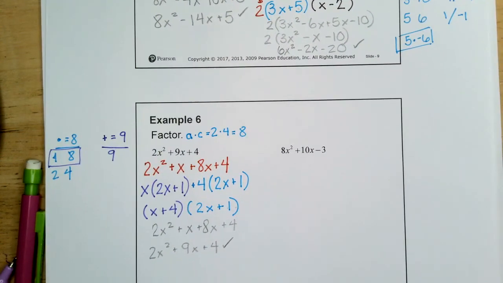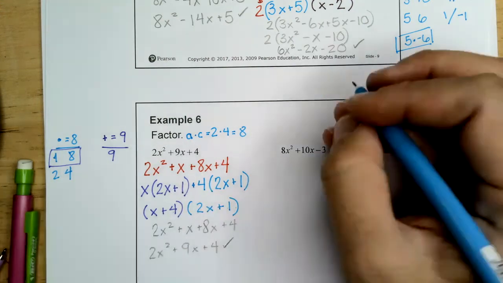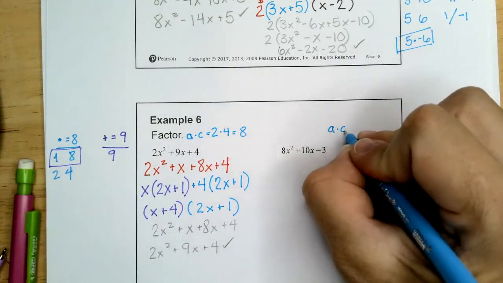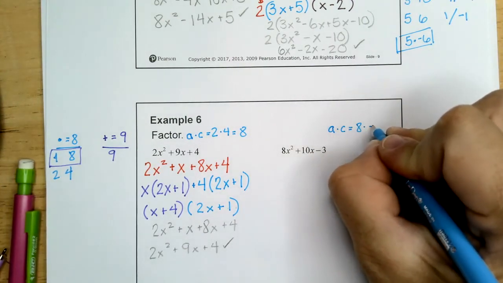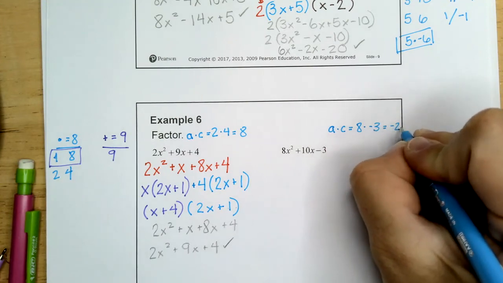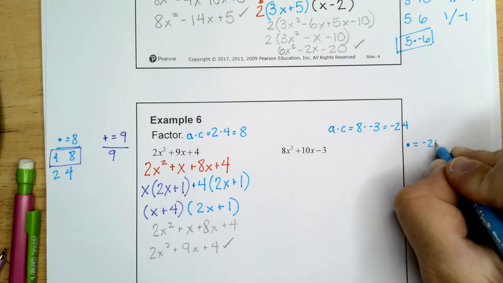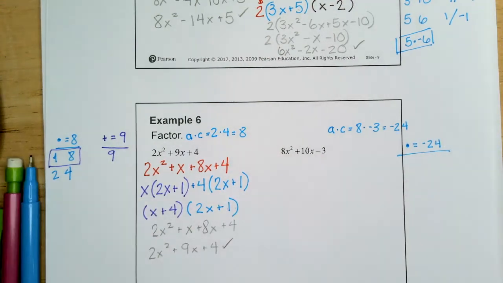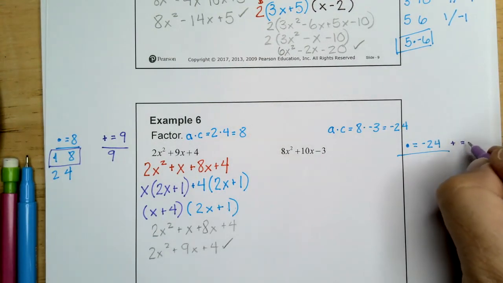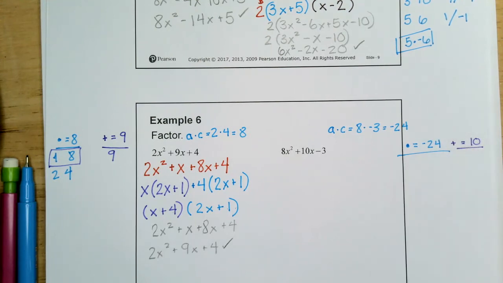Oh, no, it's not because I left that other one blank, if I remember correctly. All right, is there anything that I can factor out of 8, 10, and negative 3? There is not. So a times c is 8 times negative 3, which is negative 24. So they're going to multiply to equal negative 24. They're going to add to equal 10. Okay.